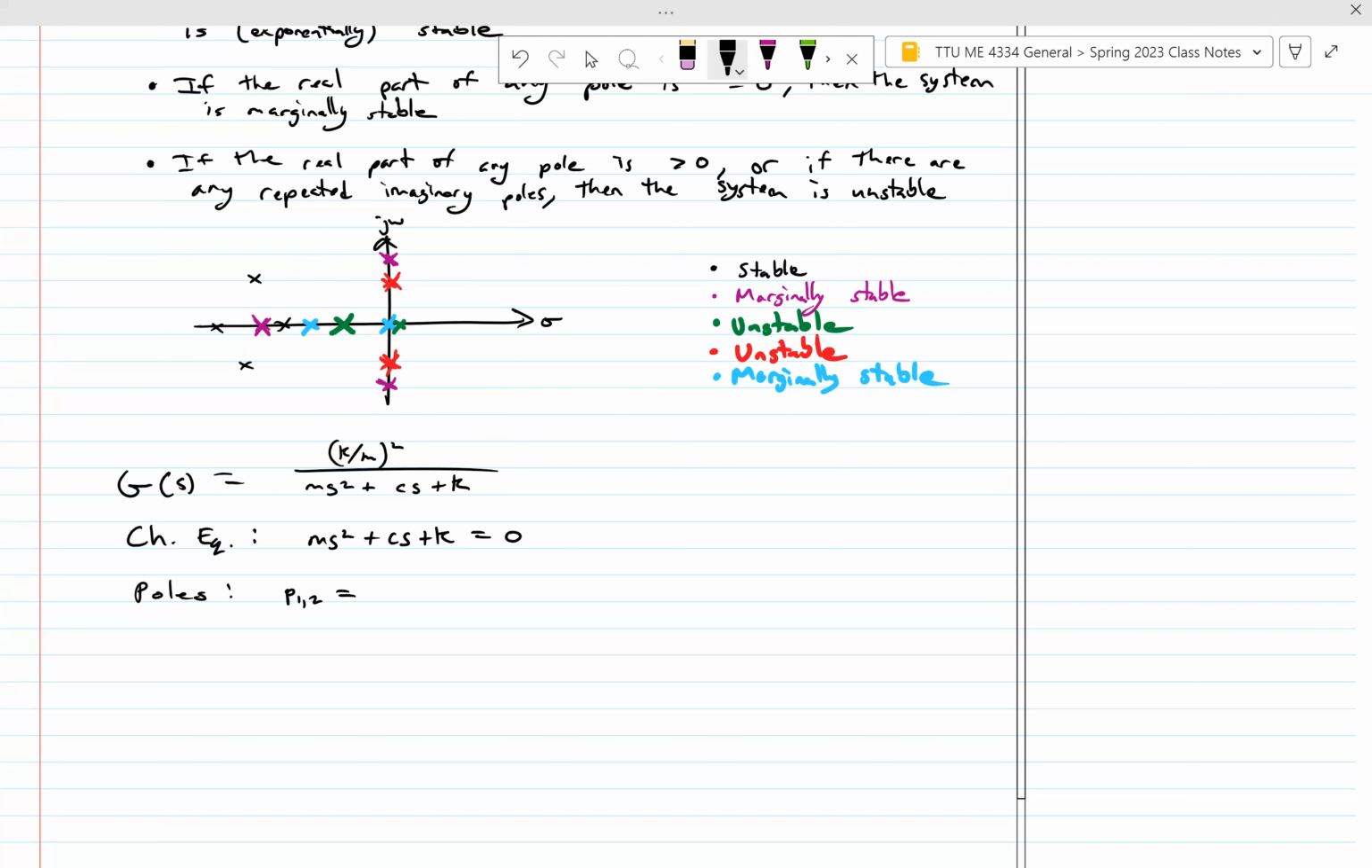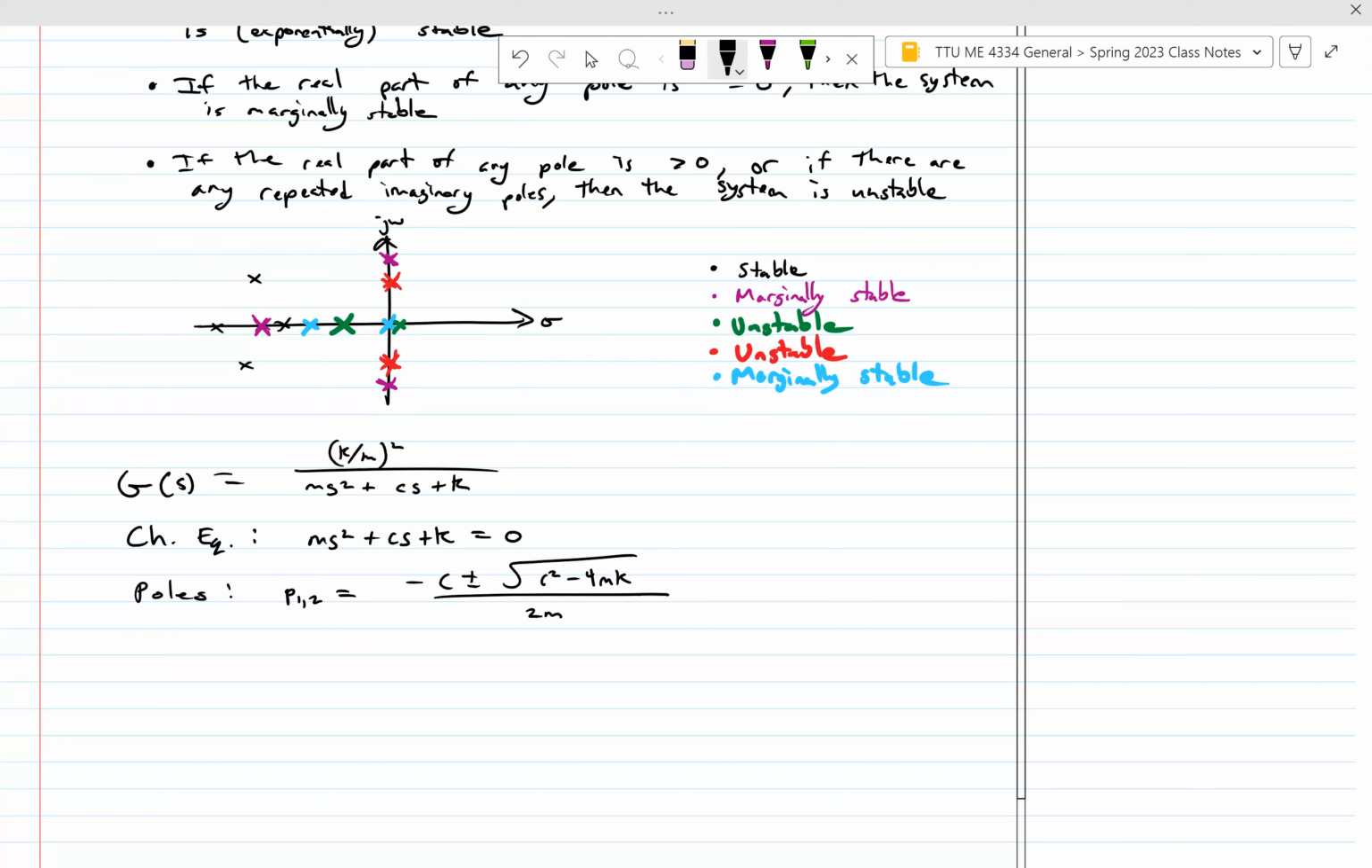If we have to divide, do you need to in this case? I'm not looking for damping ratio or natural frequency. I'm just looking for poles. So no, you don't need to. You could if you want to, maybe that's a lot easier for you guys to work with. Quadratic formula: negative C plus or minus the square root of C squared minus 4MK all over 2M. If you wanted to divide by M first, you could have. If I was asking for a damping ratio or a natural frequency, definitely divide by M first.